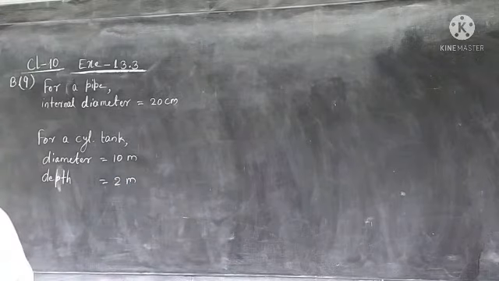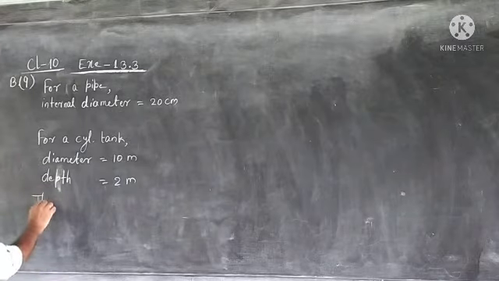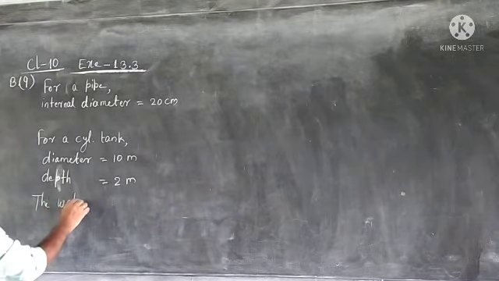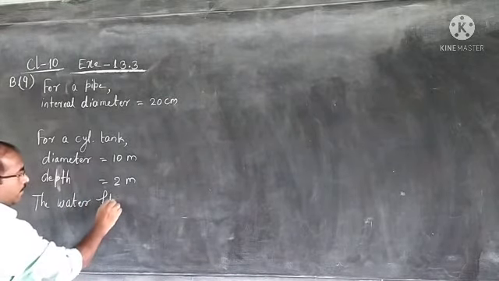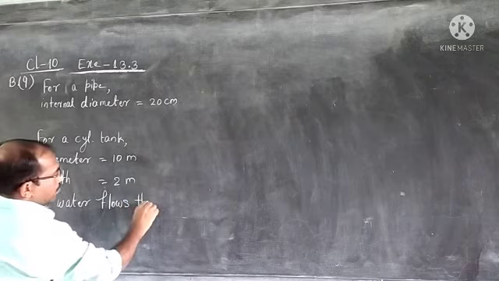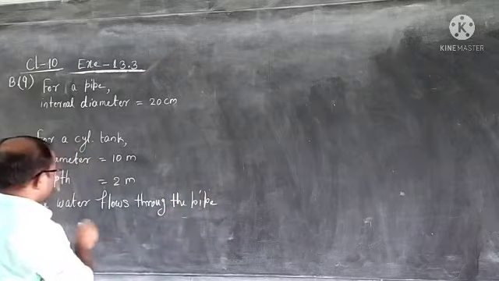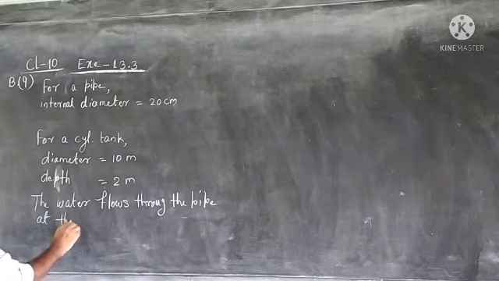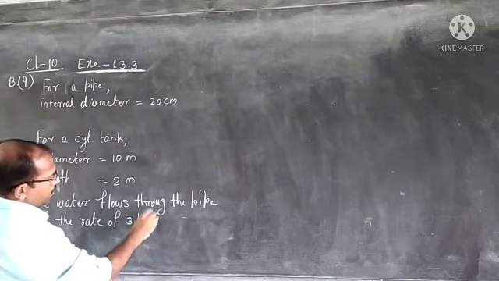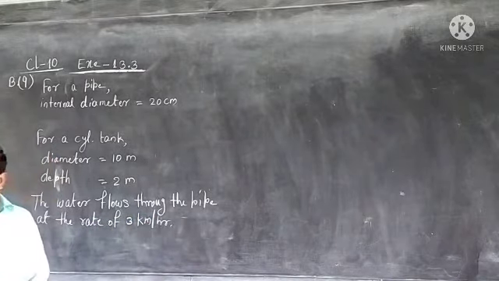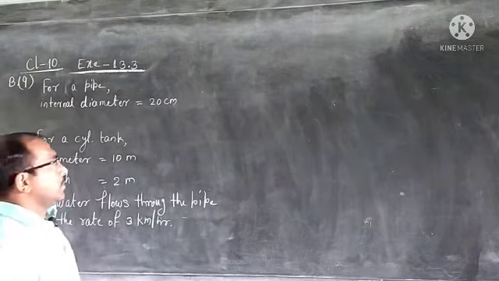And then the water is flowing through the pipe at the rate of 3 km per hour. That situation also we will write here. The water flows through the pipe at the rate of 3 km per hour. So, how much time will it take to fill the tank?